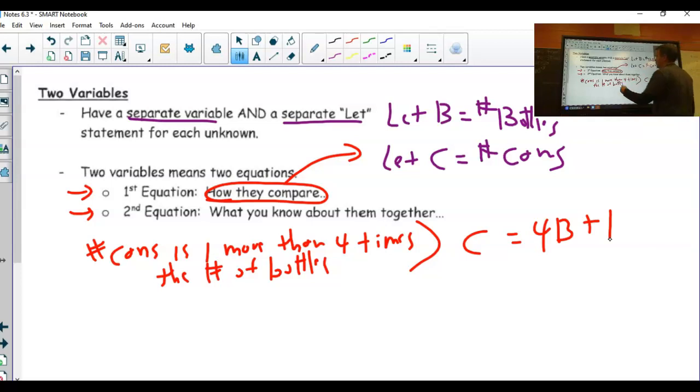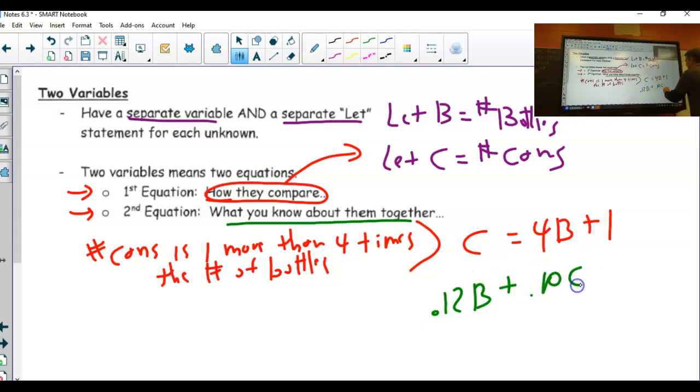And then my other equation would be what I know about them together. And this would be exactly the same as the other one. It would be the amount of money I earned from the cans and bottles. I got 10 cents per can and 12 cents per bottle. So 12 cents times the number of bottles plus 10 cents times the number of cans equals the total amount I got, $2.18. And I now have two equations with two variables.